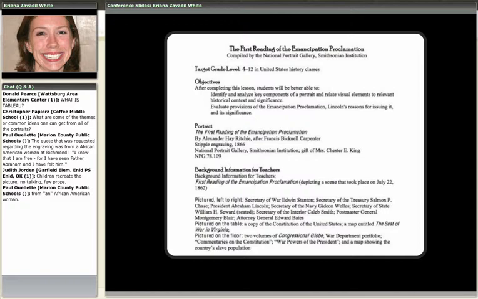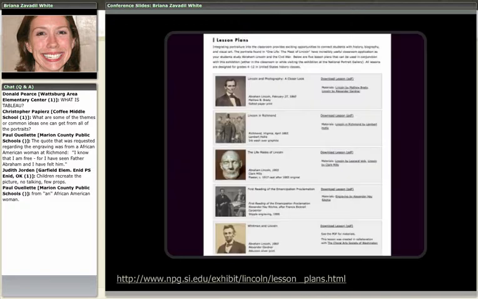We talk about target grade level objectives, of course, for the lesson. The portrait or portraits that we use. We include background information for teachers. And then we go into really the procedure, the portrait activity, as well as the extension activities that we would do related to those objects.